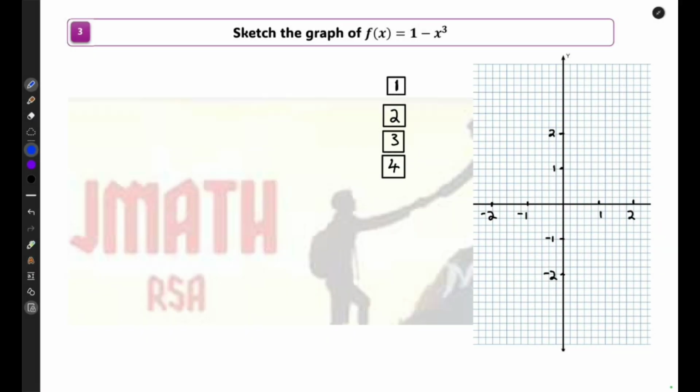Question 3, sketch the graph of f(x) if it is 1 minus x cubed. Now I can already see that looks very small, so I'm suspecting this is one of those weird tan-shaped graphs. Let's do all the steps to just confirm, or I might be surprised.